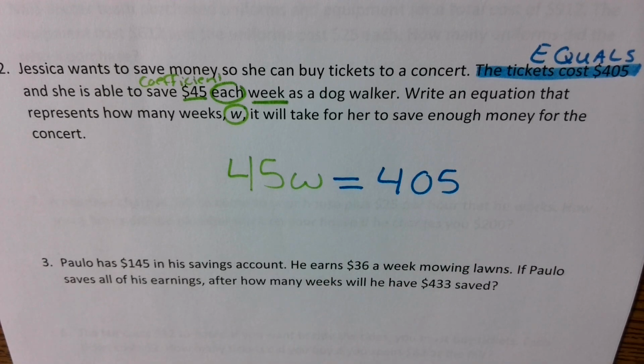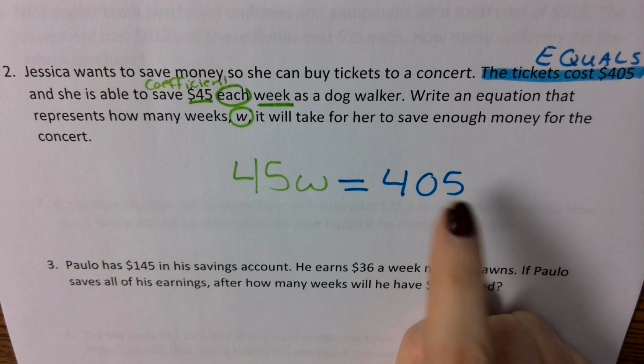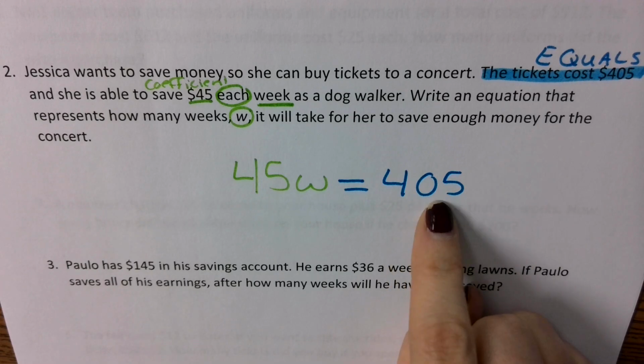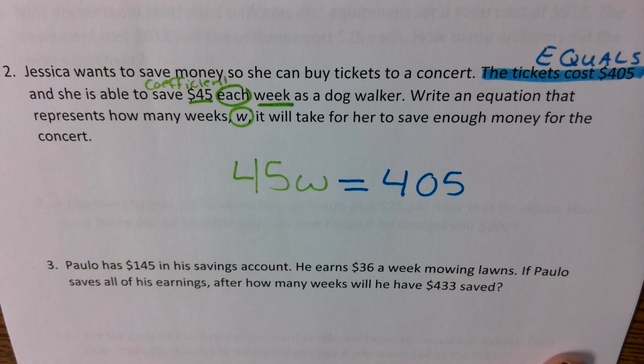Okay, it's not always going to be a constant. There might not always be a coefficient, but there always is going to be something that you set it equal to when we're writing an equation. You always have something that you're setting it equal to.